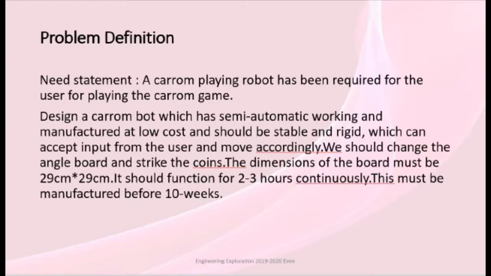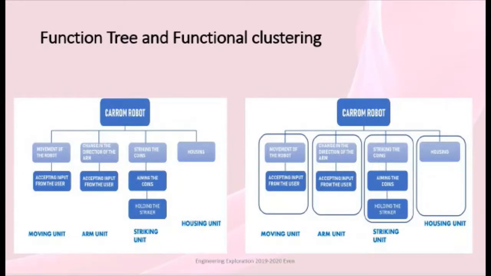It should function for 2 to 3 hours continuously. It is to be manufactured before 10 weeks. In function tree, we have divided the carom board into four important units. The first one is the moving unit. The moving unit includes the movement of the robot on either side of the board when the input is given by the user.